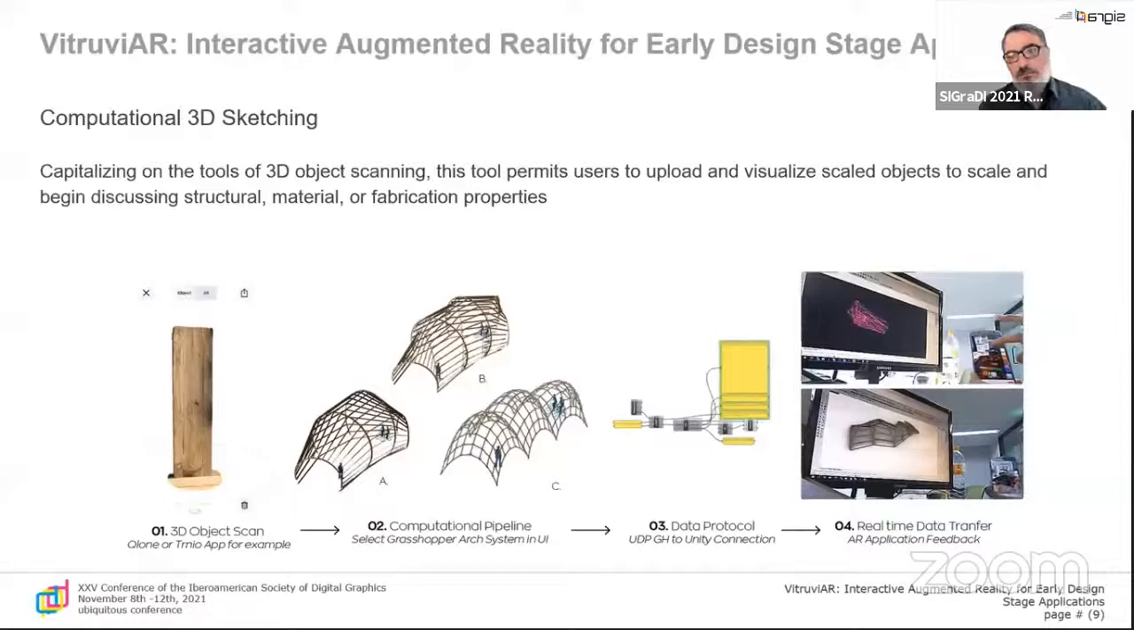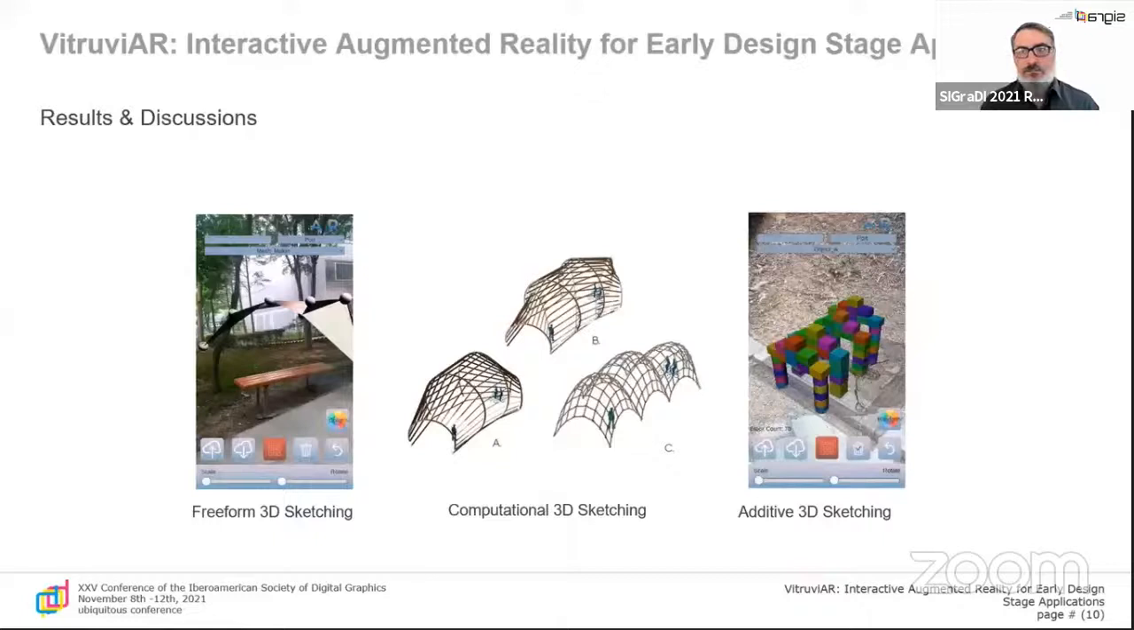To test this customizable workflow, we developed a system of self-generating arc structures from the user-defined point data from the AR environment. VitruVR is a tool that suggests the potential of augmented reality within early design stages within the architectural design process, ranging from free-form mesh generation and object manipulation to integrated computational workflows. The possibilities within prefabrication stages are numerous.